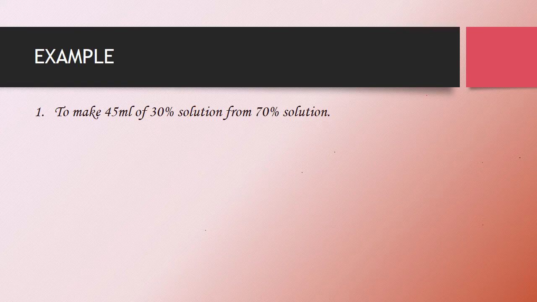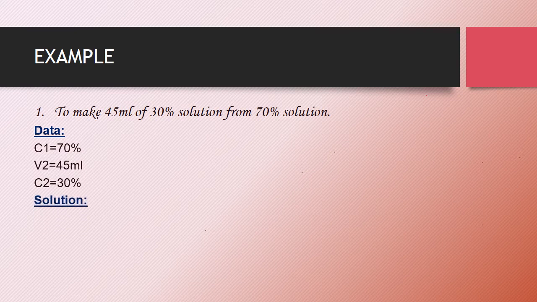First of all, we have to note down the data given in the question. Remember that C1 and V1 represent the values of a stock solution and C2, V2 represent the values of the final solution. So from this question, we note down the data. C1 is the concentration of a stock solution. V2 is the final volume we have to prepare, and C2 is the concentration of the final solution. We have to find the volume of a stock solution, V1.